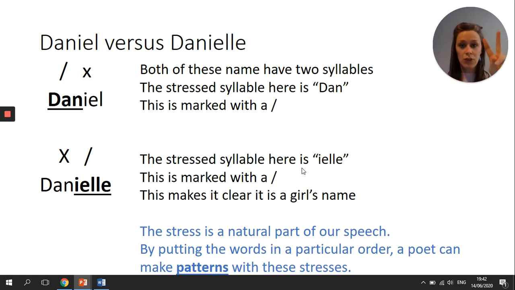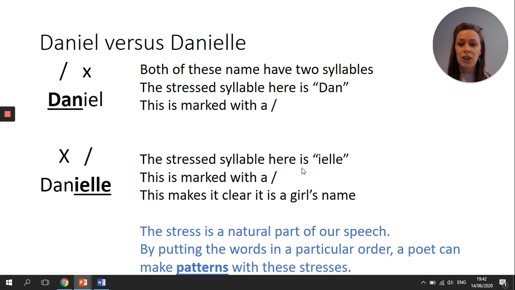So Daniel, 2 syllables, it's got 2 marks, the upward slash, and then where it's an unstressed syllable, we put a little cross. How do I know it's stressed? Well, if I turn it round and said Danielle, I've actually got a different name. The stressed syllable there falls on the yell, and the Dan is actually less emphasized. It's unstressed in this word.